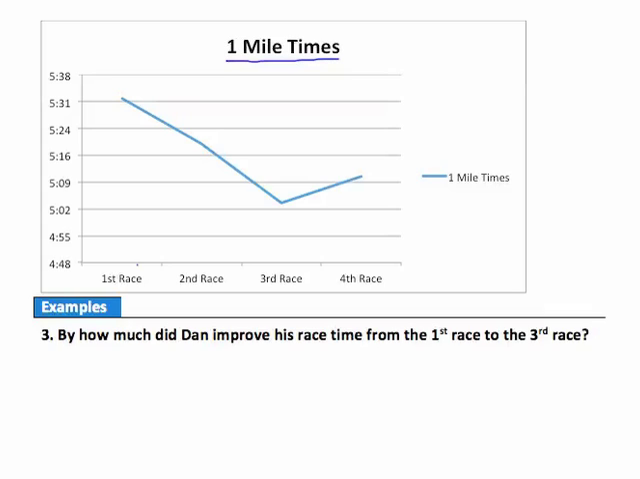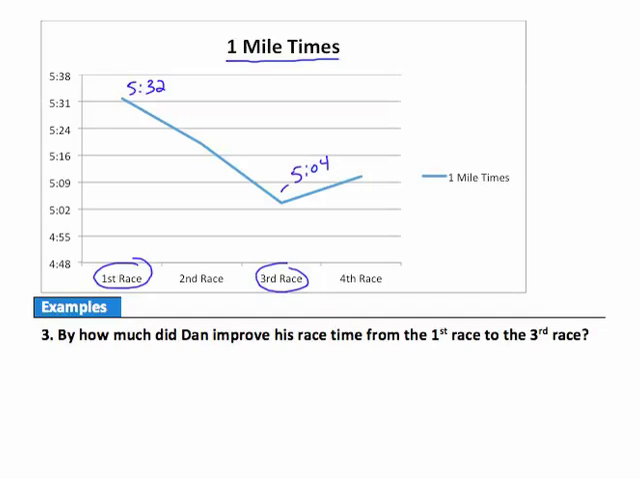Here's his first race. It's a little bit above 5:31 in the line graph here, so I'm going to kind of estimate that to be 5:32. We don't have to be exact since we don't have an exact number there. We're just going to kind of guesstimate. Do our best here. Let's see, improve from the first race to the third race. So here's the third race, and it looks like just a little above 5:02. So I'm going to say that that mark on the graph is probably 5:03 or 5:04. I'll use 5:04.